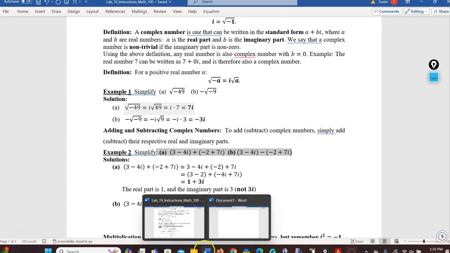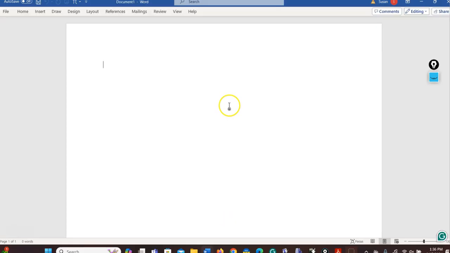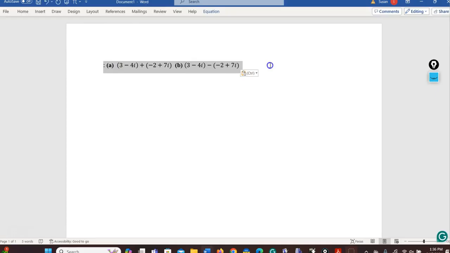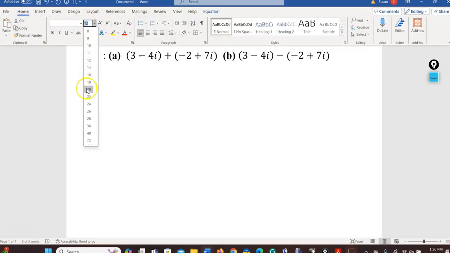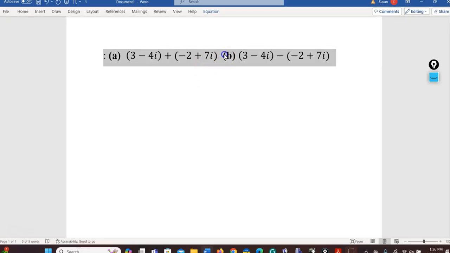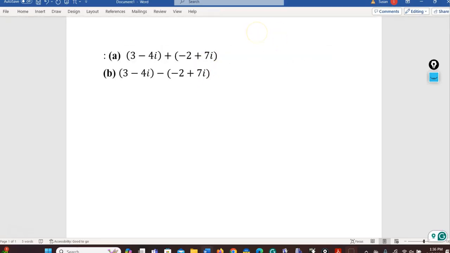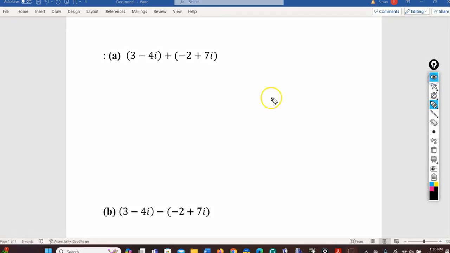So let's have a look at these. I'll copy them over here, and we'll just do these out. Let me make these bigger. Okay, so let's look at part A first. There's nothing out the front, so I can just drop it. There's nothing out the front, just a plus sign, so I can drop that.